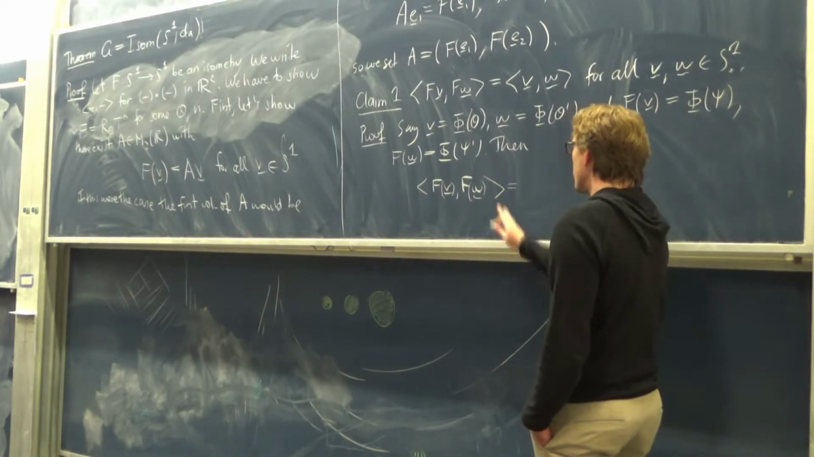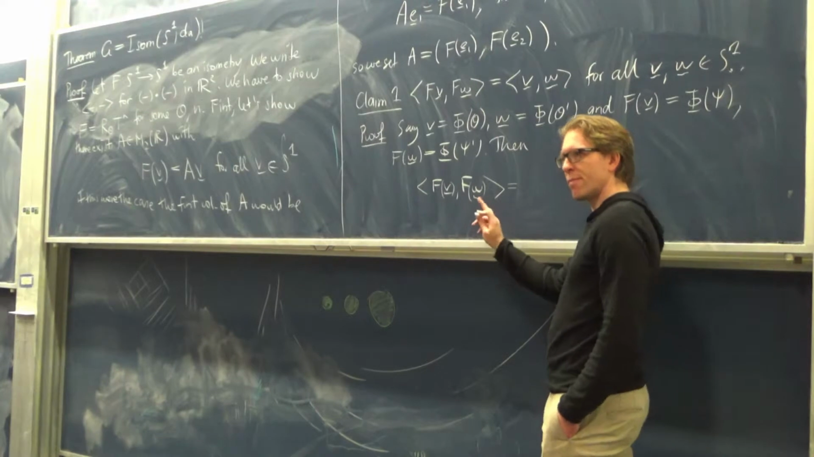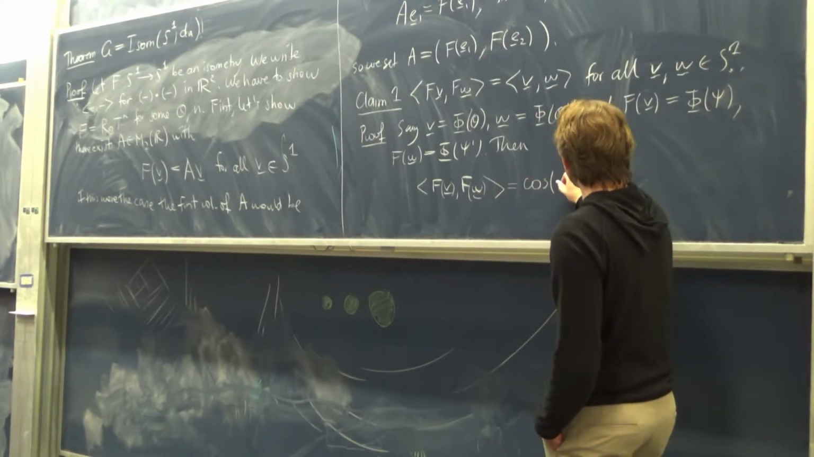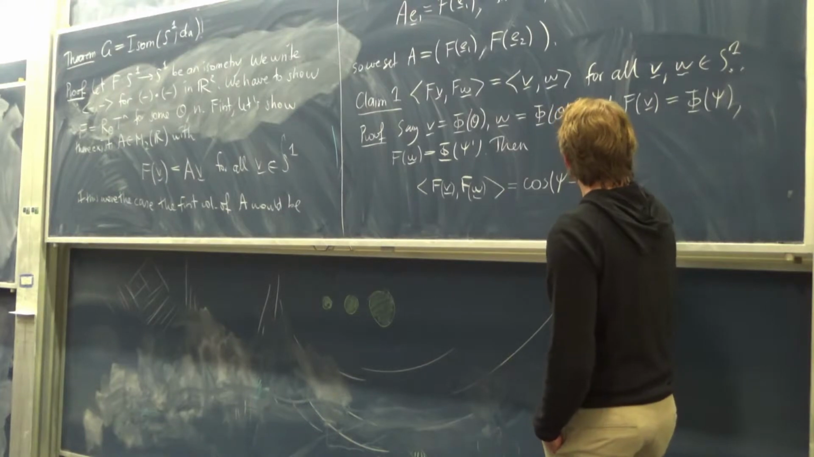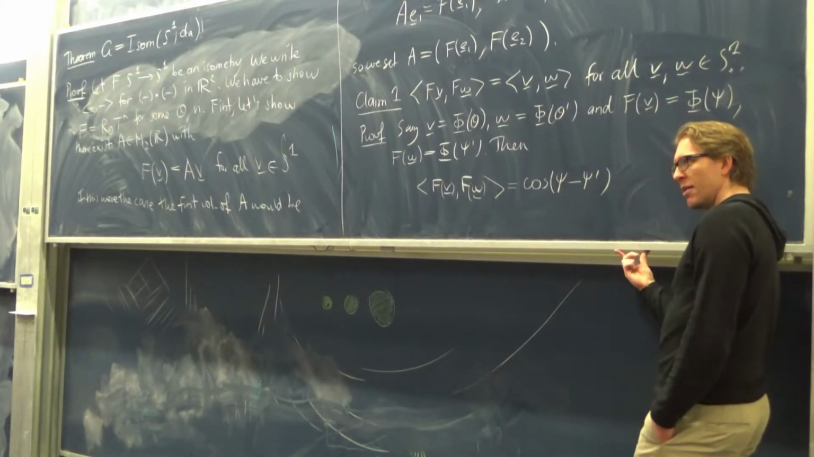Okay, so what is that? Well, the dot product, given that these are length 1 vectors, is just the cosine of the angle between them, and I can just use the difference because it's an even function, so no matter whether it's the other way around.